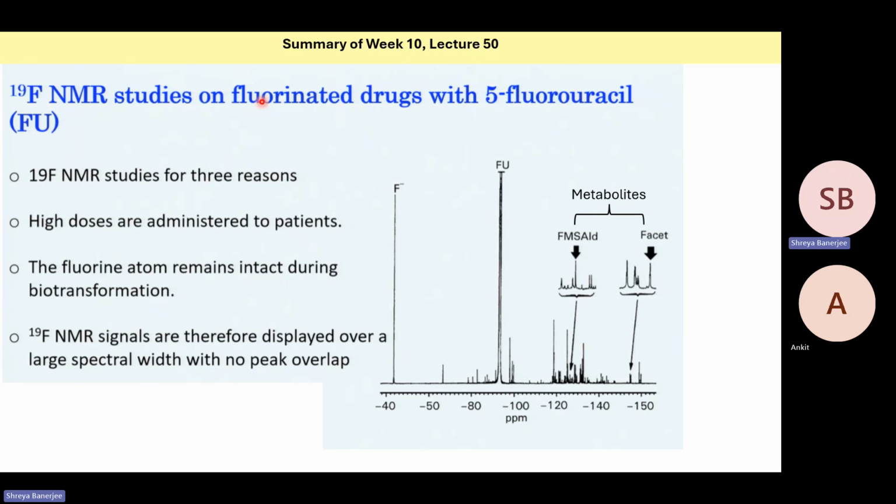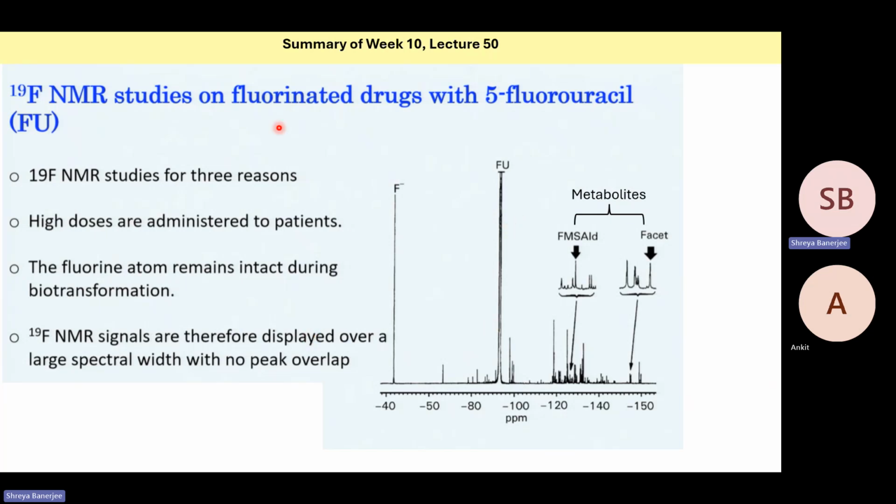So the drug is breaking into many different metabolites, but most of the metabolites have the fluorine atom. That is, it is not released as fluoride or anything because it remains in the metabolites. 19F signals are therefore displayed over a large spectral width with no peak overlap. We have already discussed that 19F has a large spectral width. So that helps in better resolution of the spectra, and there is no peak overlap because 19F does not naturally occur in the human body. It is only present in the drug and its metabolites.